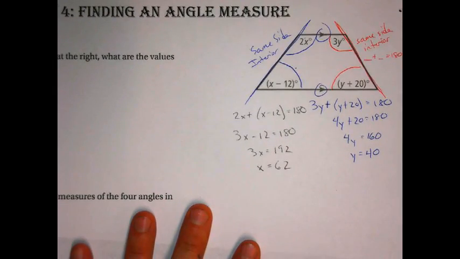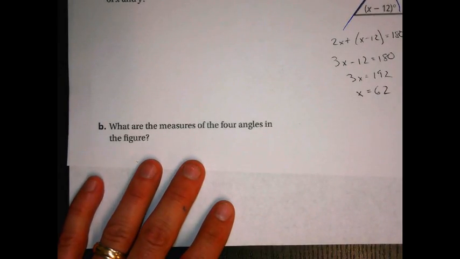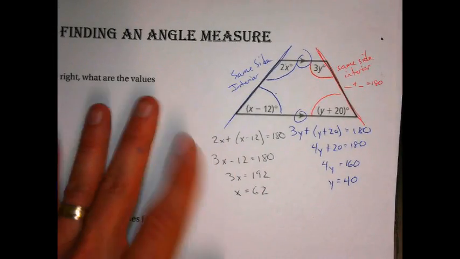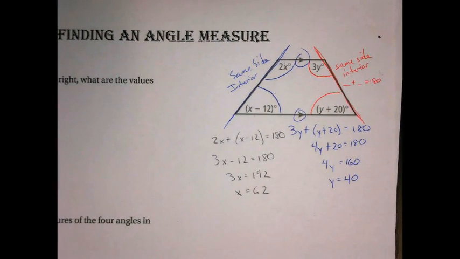Now the rest is to find the actual measures of the four angles in the figure. All we do is plug them back in. So the rest is work on your own. The rest is lesson check. Be sure to ask me questions and check your answers in the back of the book. And you should be hunky-dory.